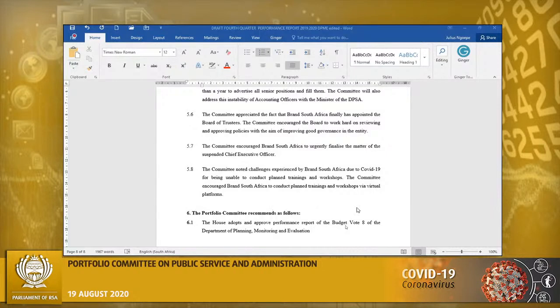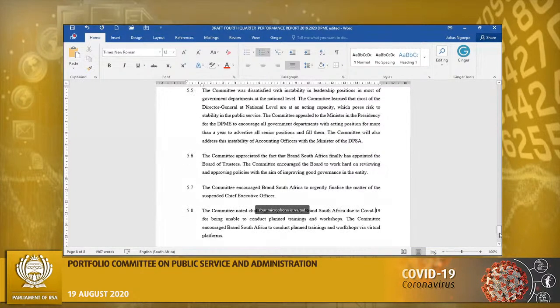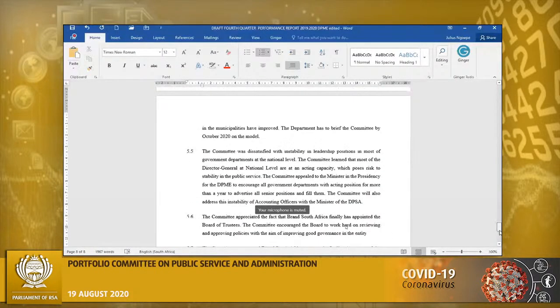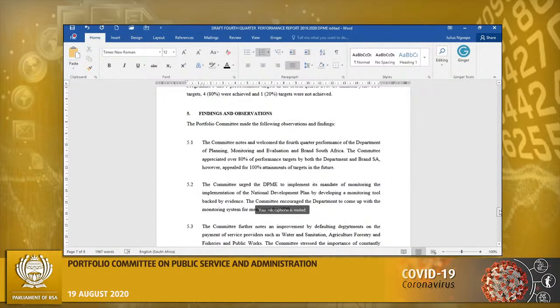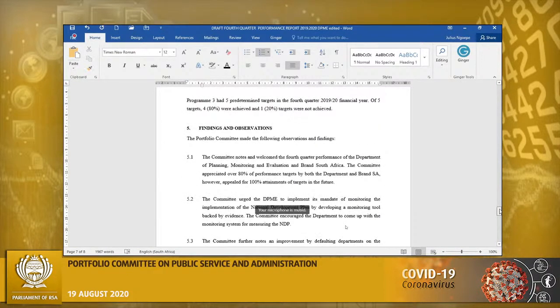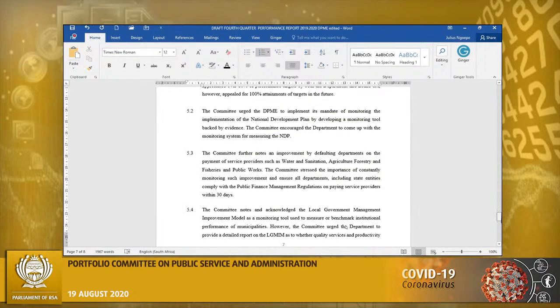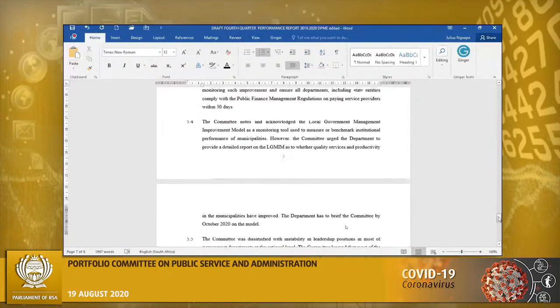Now I call on adoption or comments on the DPME report, fourth quarter 2019-20. Any mover or any member who would like to make a comment? Honorable members. Chairperson, Maluleke. Honorable Maluleke, over to you. Yes, Chairperson, I move for the adoption of the report for DPME on their fourth quarter report 2019-2020. Thank you, Chair. Any second? Julie. Yes, ma'am. I move to second as proposed by Honorable Maluleke.